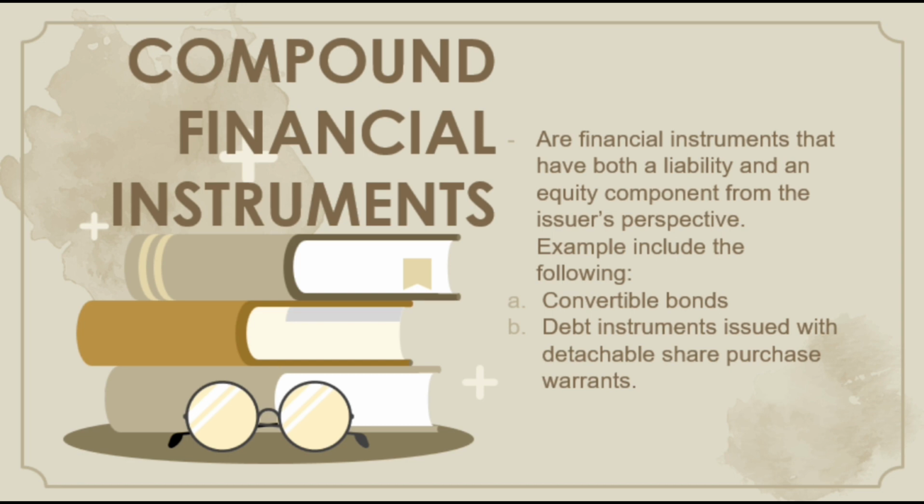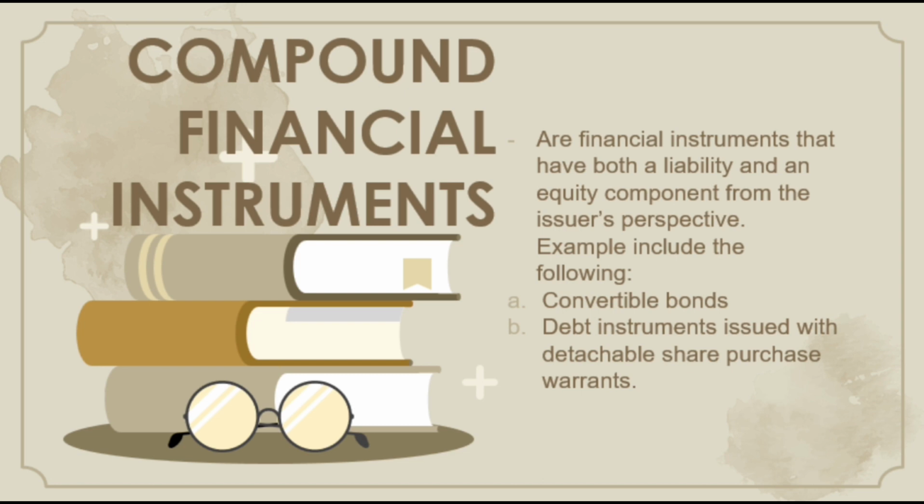Examples of compound financial instruments include convertible bonds and debt instruments issued with detachable share purchase warrants. So, what do we mean by convertible bonds and debt instruments issued with detachable share purchase warrants? Convertible bonds allow bondholders to convert their bonds into a predetermined number of the issuer's common shares at their discretion. Initially functioning as debt securities, convertible bonds provide interest payments and repayment of principal, but also offer the option for bondholders to convert them into equity shares.